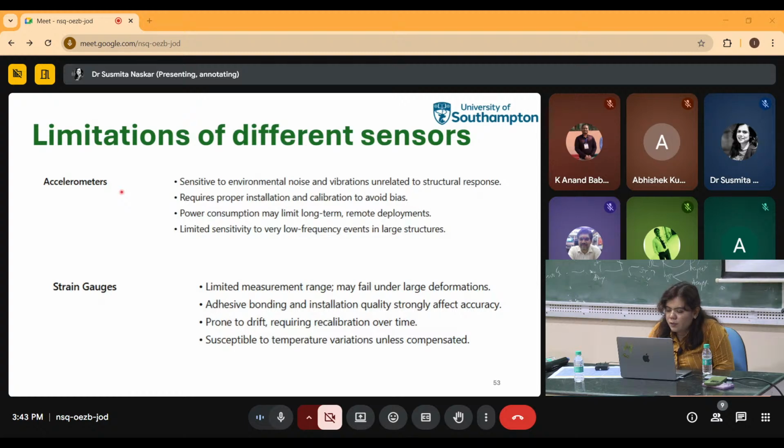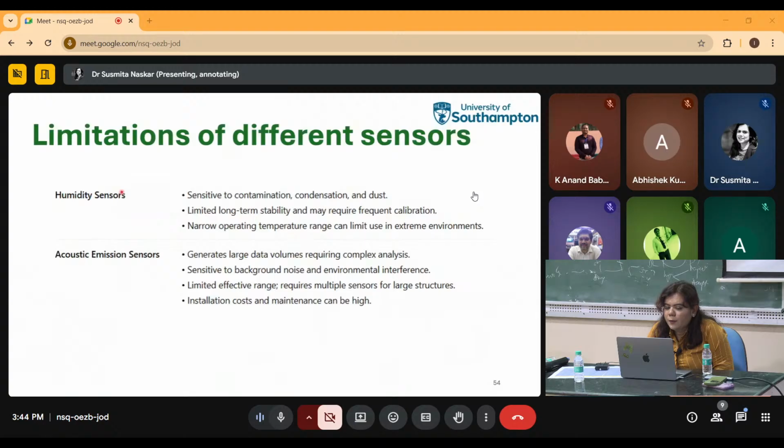This kind of sensor is also susceptible to temperature variation unless you properly compensate, which can distort the measurement. So these are the main limitations, but you also have to look into the advantages of this sensor. These limitations don't mean that the sensors are unreliable, okay? They just require careful selection. When you consider your problem, how you are going to monitor it and what the key factors are, you need careful selection, calibration, and maintenance to ensure accurate and meaningful data in real-life applications. But remember that for all of these sensors, there will always be some disadvantages or limitations.